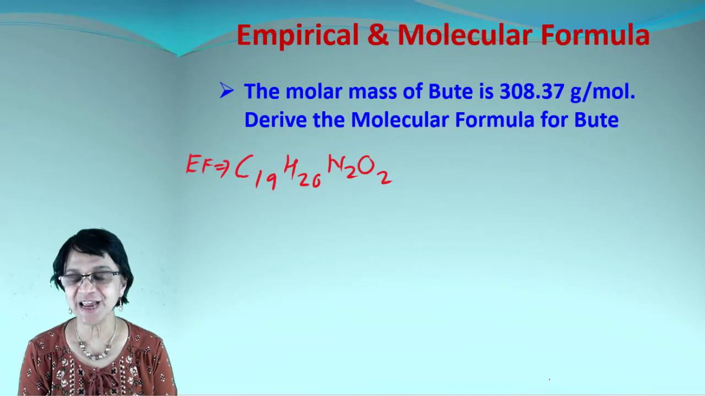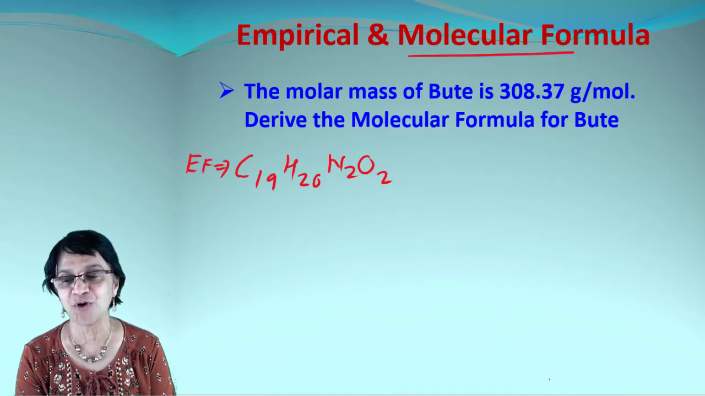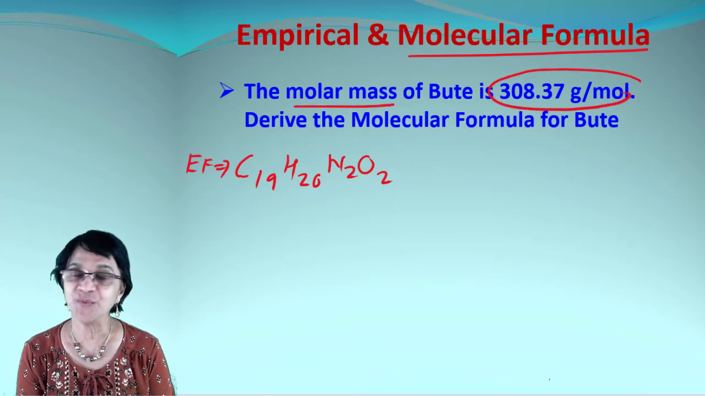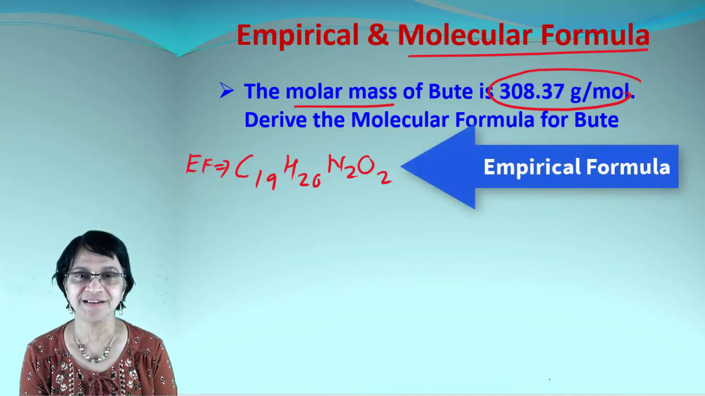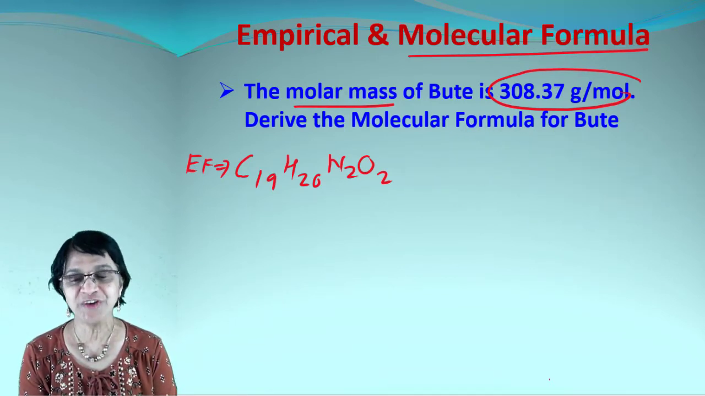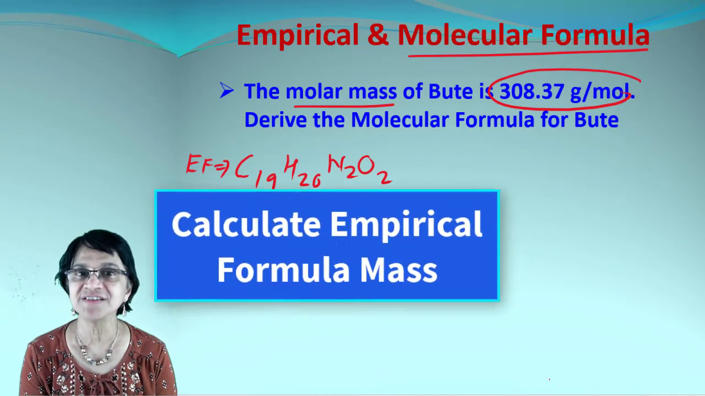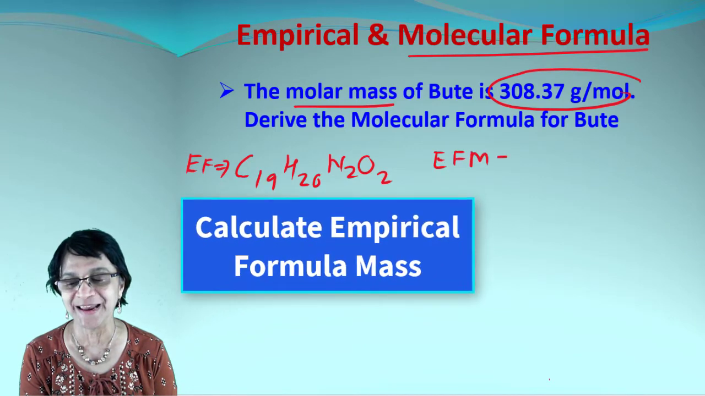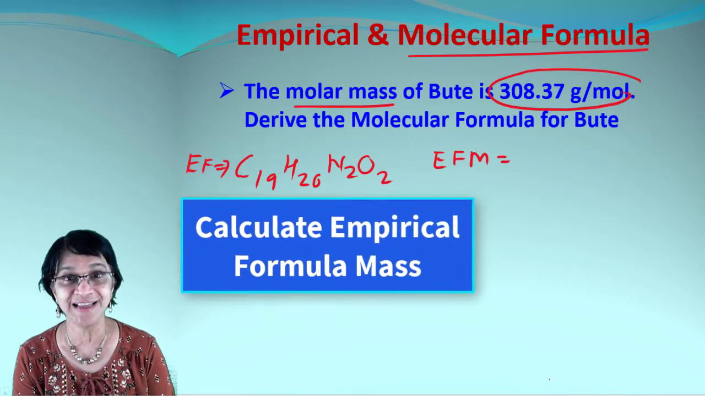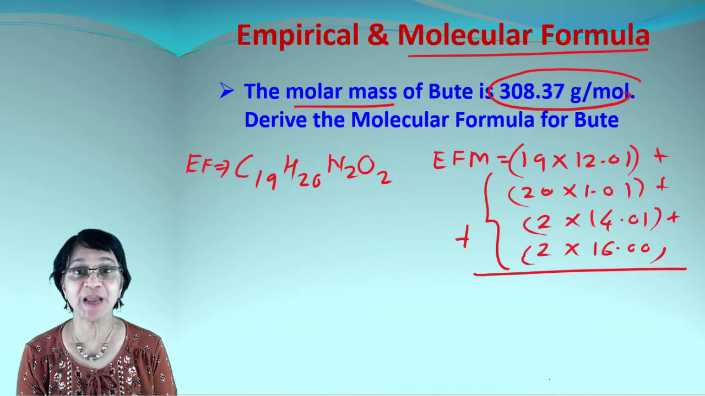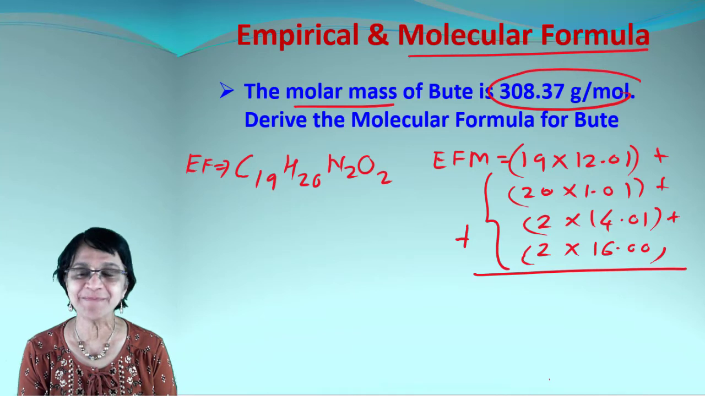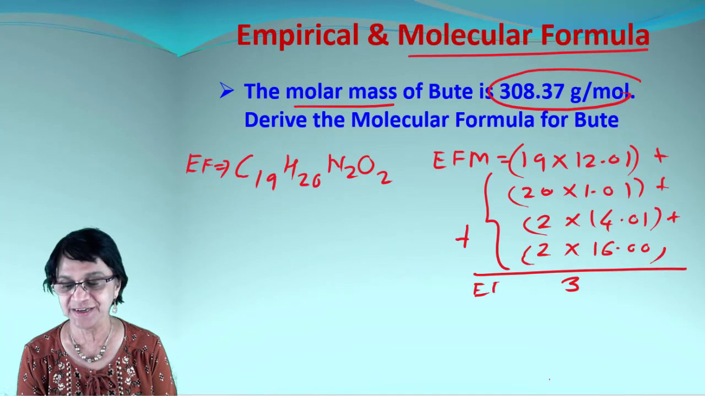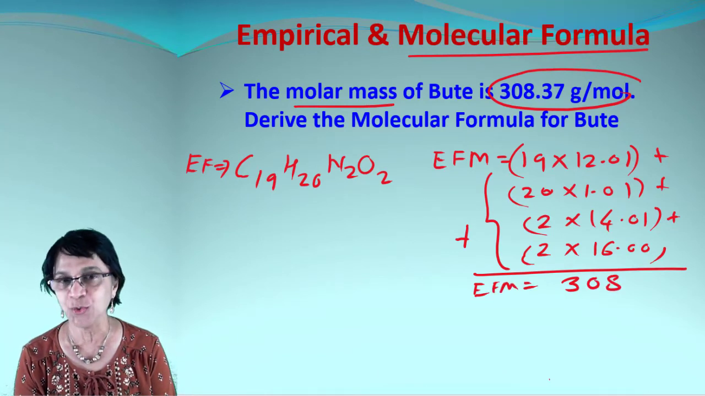Now let's move to the next step. We have to calculate the molecular formula. We have been given the molar mass for bute, and we also know the empirical formula at this point. So what we need to find out is the molar mass for the empirical formula. In other words, it is the empirical formula mass. How do we calculate that? This is just multiplying the number of atoms by the atomic mass, and we multiply and add, and that gives me an empirical formula mass of 308.